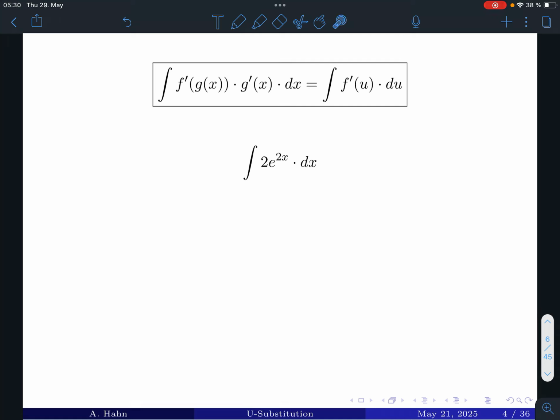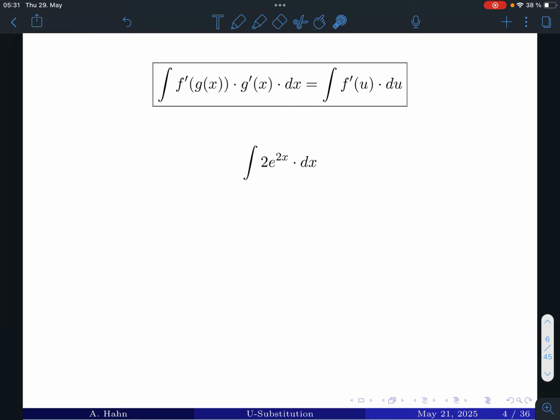All right, so let's do our first example in practice. I have the formula up here just to remind us of what we're looking for. What this tells us is that when we think we might have to do U-substitution, what we're really looking for is a composite function, a function inside of another function. And then the derivative of the inside function should be present somewhere else.